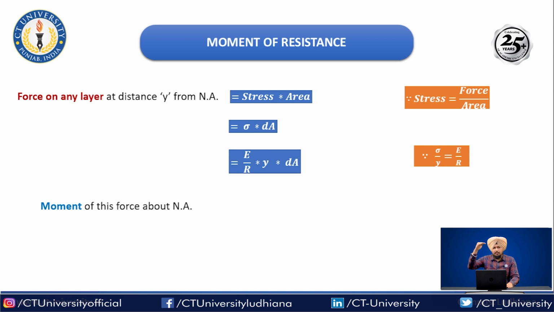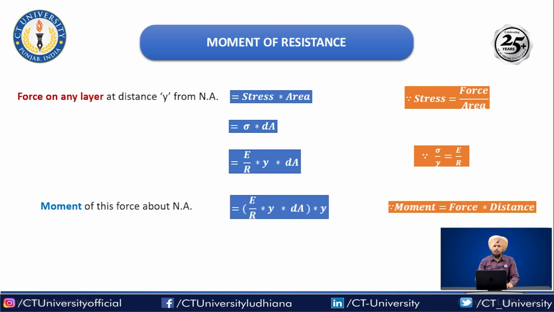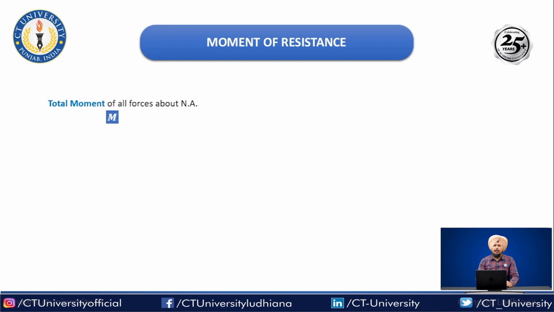This is just for one single layer. What we have calculated is the force only, and moment will be force into distance. So the distance will be y. Multiplying this whole equation by the distance y gives the moment of resistance for one single layer. So we have E upon R into y square multiplied by dA. And this is just for one layer.